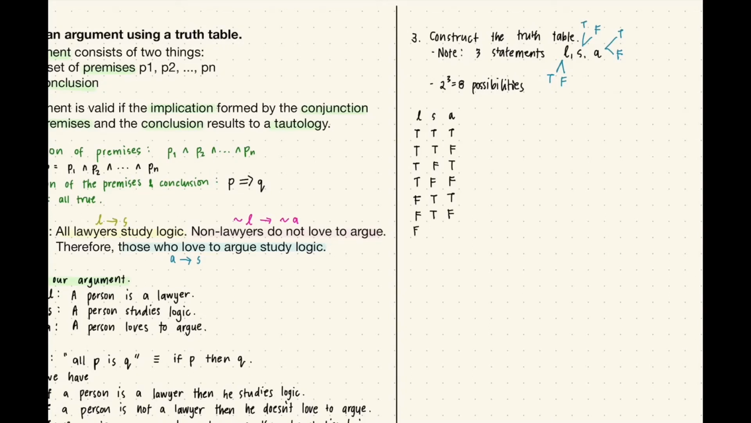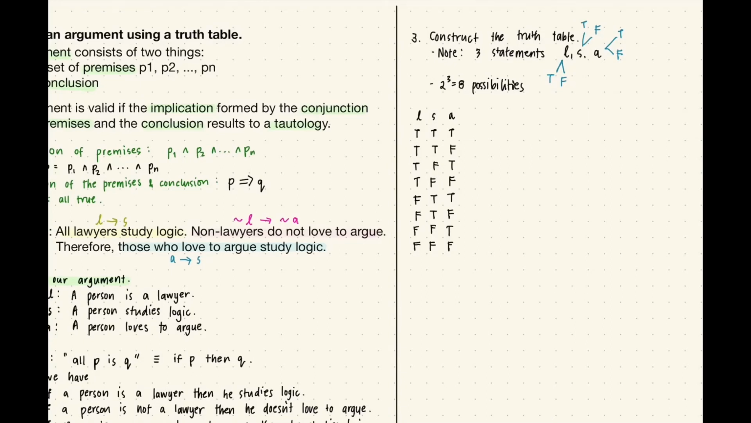Since there are 3, so we have this. If you study the table very carefully, the first 4 rows have the value true for L, and then you're checking all the possibilities for the truth values of S and A. So if L is true, then S can be true and A can be true. S can be true, A can be false. S can be false, A can be true, or both can be false.